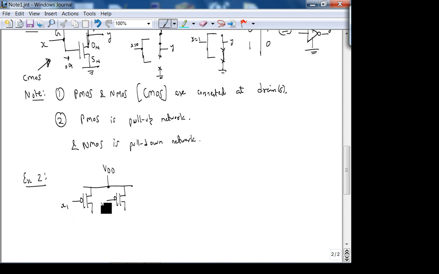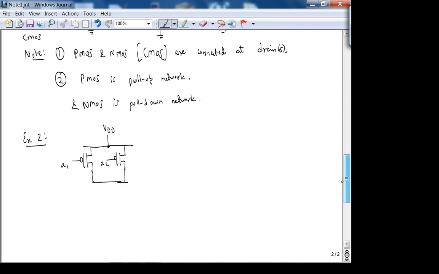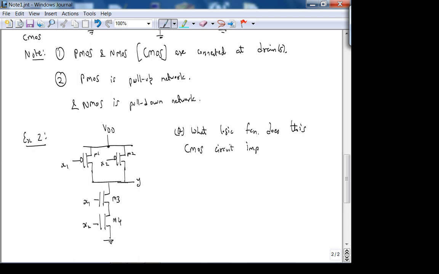So here is x1, x2. I'm not going to label these transistors. Okay, I mean, you can. Nah, why not? Let's label M1, M2, M3, M4. So the question is, what logic function does this CMOS circuit implement? Basically, he's asking for the truth table.